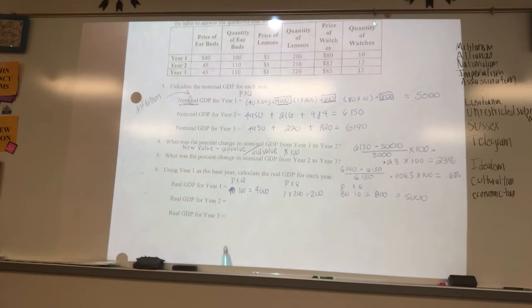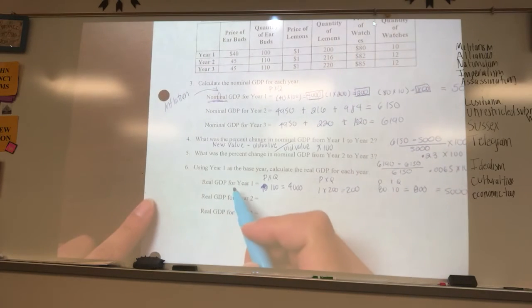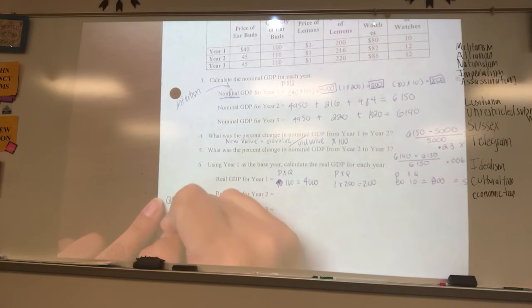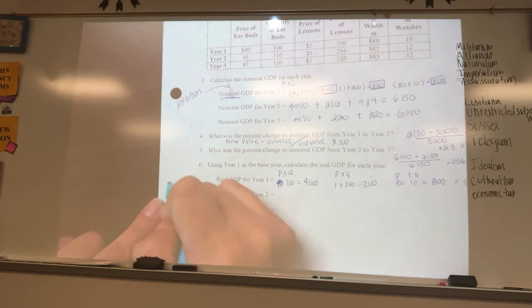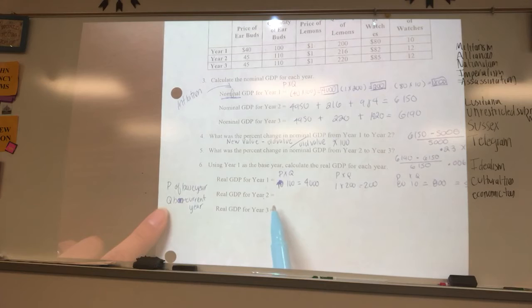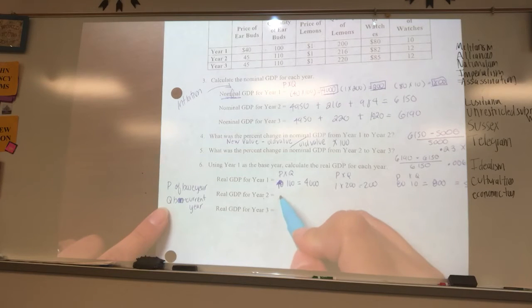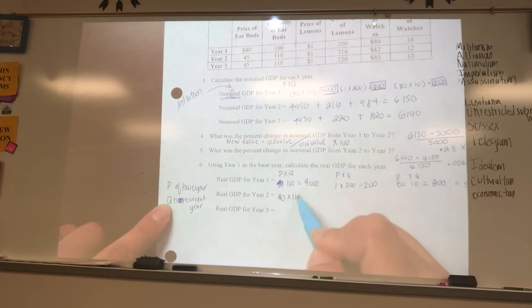Okay, so what we're gonna look at for the real GDP is we take the quantity of the current year, and we're gonna multiply that times the price of the base year. So what's the base year price for the earbuds? 40, right? But I need the quantity of the current year. So what is it that they sell in quantity in year 2? 110. So times 110.